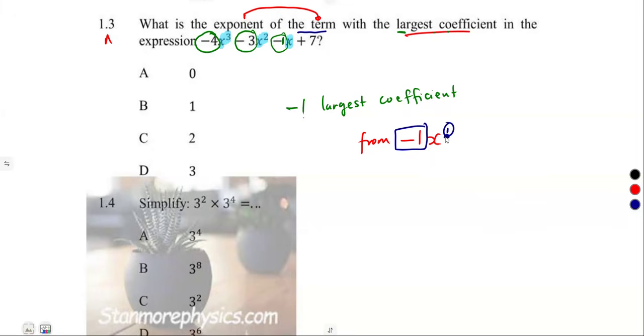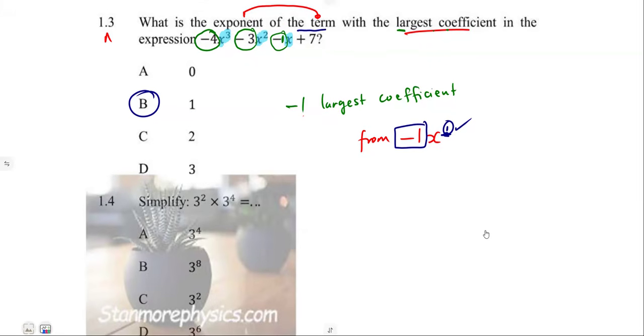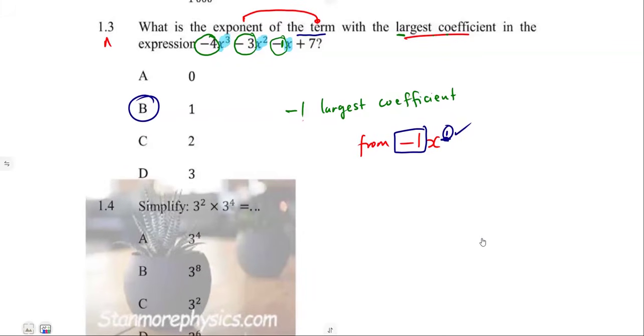The question is: what is the exponent of the term with the largest coefficient? The largest coefficient is negative 1, and the exponent of the term is 1. That is on B. So the best answer on 1.3 was going to be B. If, let's say, it was minus x cubed, and this is where we had the largest coefficient, the exponent would be 3. So they are referring to the exponent of the term where we have the largest coefficient in the given expression. That was the condition of 1.3.